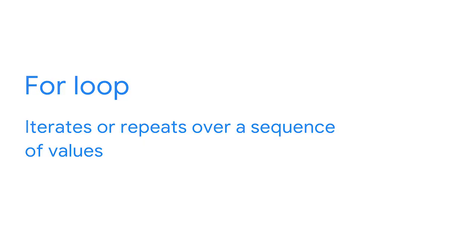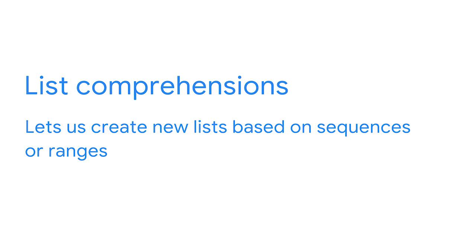We said a for loop iterates or repeats over a sequence of values like numbers, letters, and so on. A list comprehension lets us create new lists based on sequences or ranges. It's basically a shorthand way to build a new list based on the contents of an existing list. The list comprehension has the for loop, the compilation, and builds the list all in a single line of code.